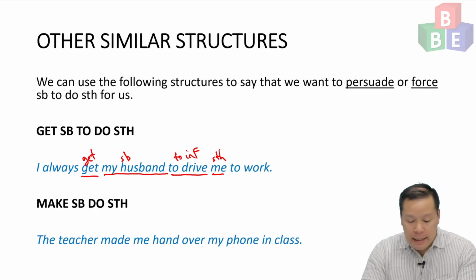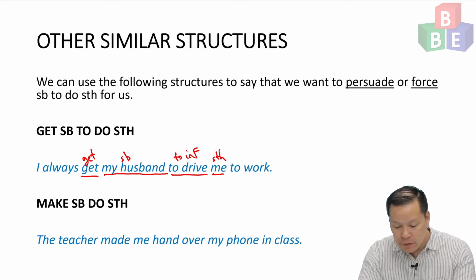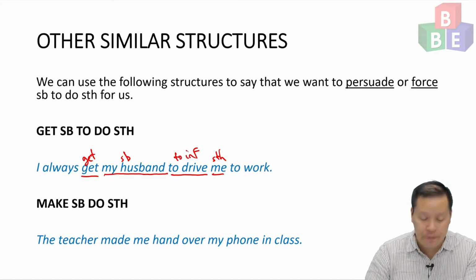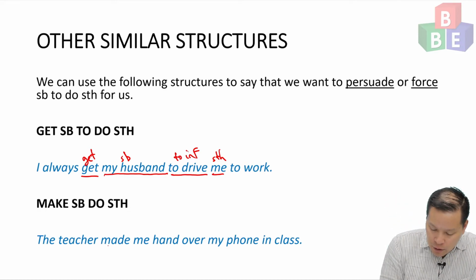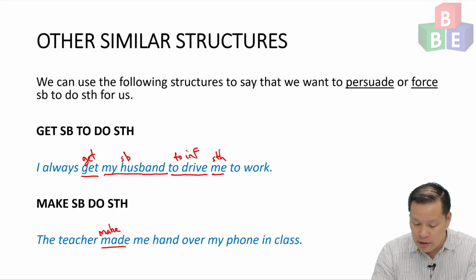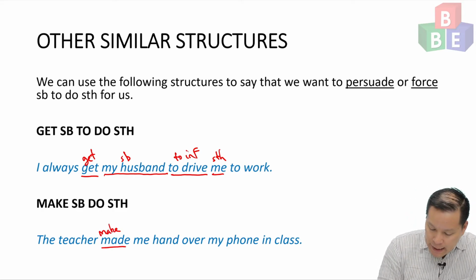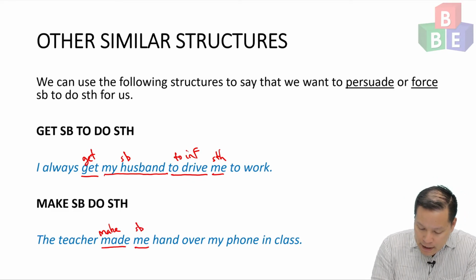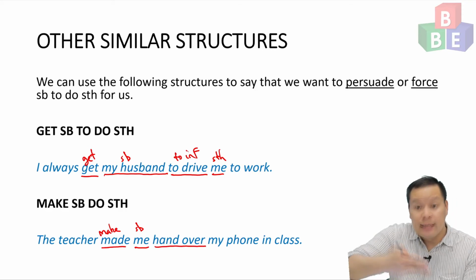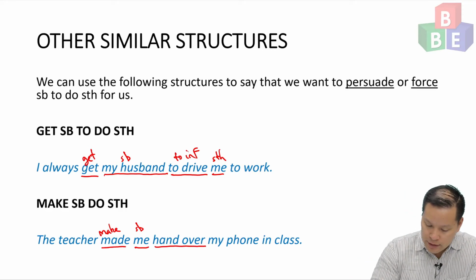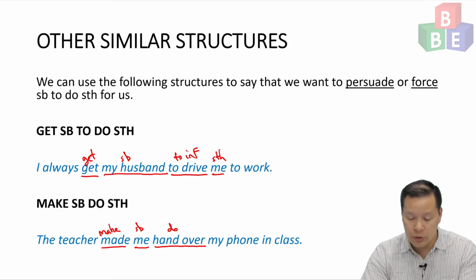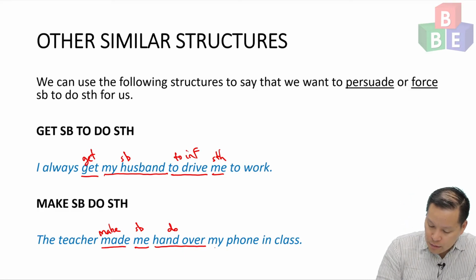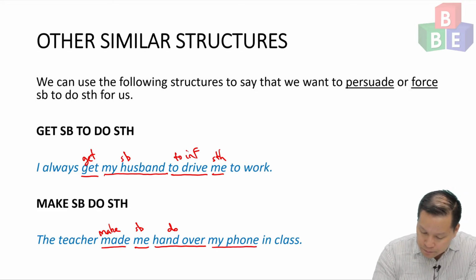So for example, the teacher made me hand over my phone in class. So here we use the verb make. Here it's just in the past simple because it's already happened. Me here is the somebody, the object of make. Hand over is a phrasal verb that just means like give. So this is my do verb in the base form, no to. And then the object of this verb is my phone.